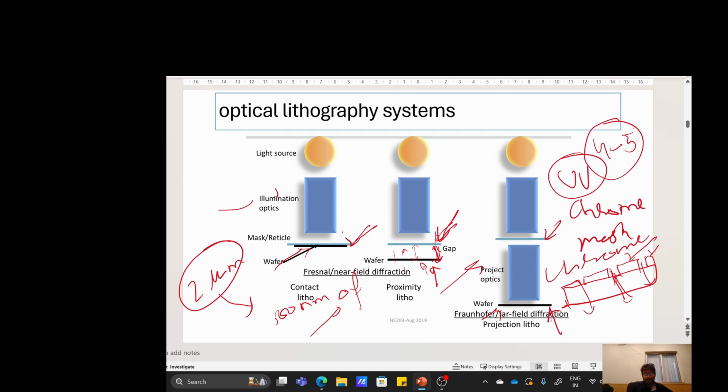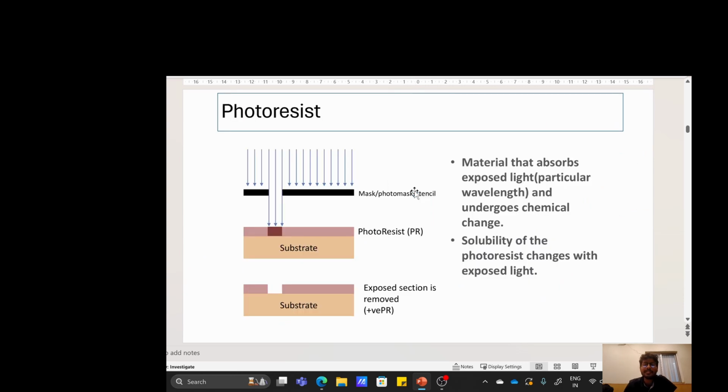So the highest cost of fabricating devices is the lithography process. Okay, and beyond that there is one more thing, the UV light. This UV light is very expensive. Here whatever we use, that is very expensive. Okay, we will see. So now what is a photoresist?